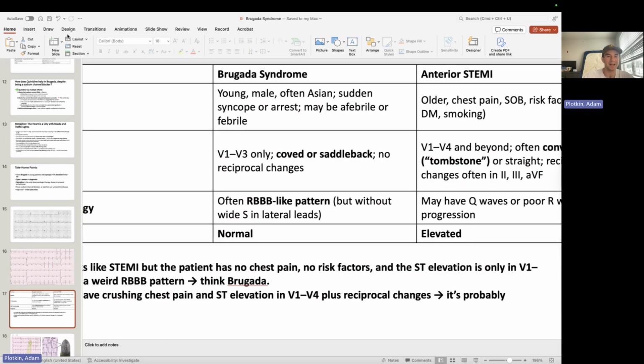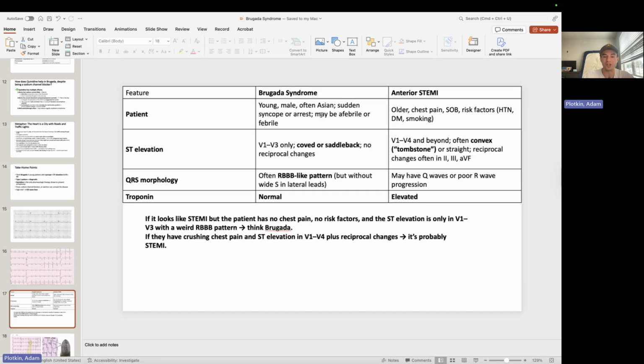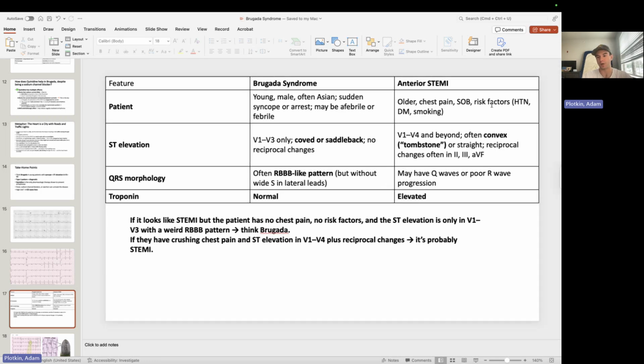So Brugada syndrome, again, we're going to think about a younger male, often Asian, with sudden syncope or arrest, maybe afebrile or febrile. In an anterior STEMI or any kind of STEMI, older, chest pain, shortness of breath, the risk factors that we talked about. The ST segment elevation in Brugada is going to be V1 through V3 only. They're going to be coved or that saddleback. Again, coved is what I'm looking for, step 1, step 2.